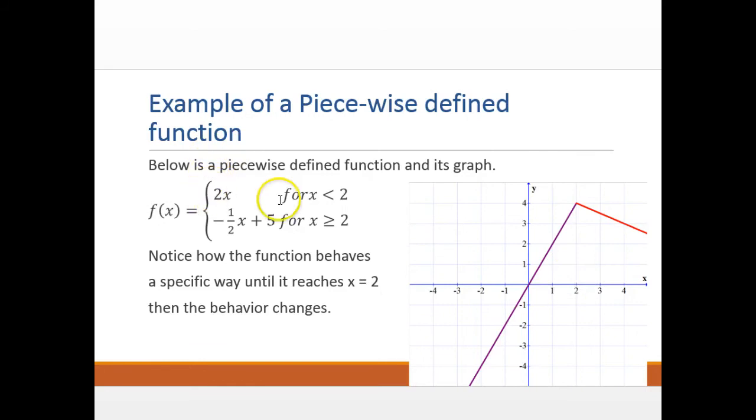So notice that when I write this function, I write it in two distinct parts, because there's two distinct pieces of the function, and then I define one piece up until x equals 2. It says x is less than 2. And then the other piece for x greater than or equal to 2. Notice that is my breaking point for where this function changes from being defined one way to the next.